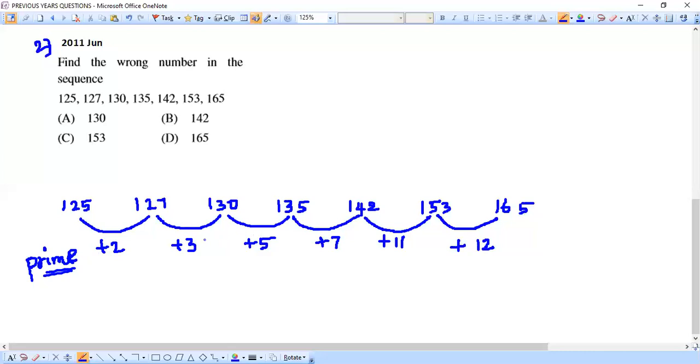So here again we should check the same thing. Where is our chain getting broken? That we need to see. So 2, 3, 5, 7, 11. Till this 11 it is okay. But think of after 11, what is the next prime number? I know the prime numbers 2, 3, 5, 7, 11. But see, I have this 12 here. Is this 12 a prime number? Definitely no. 12 is not a prime number, right?